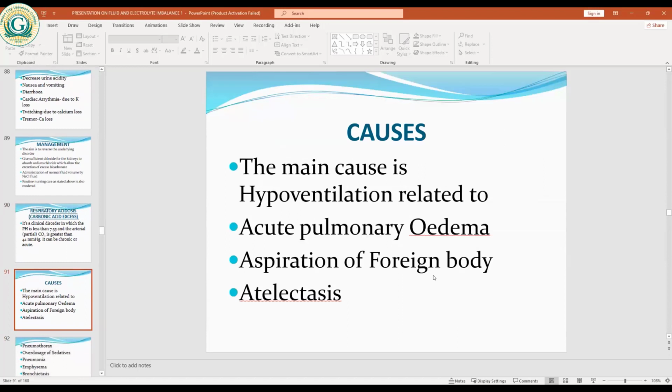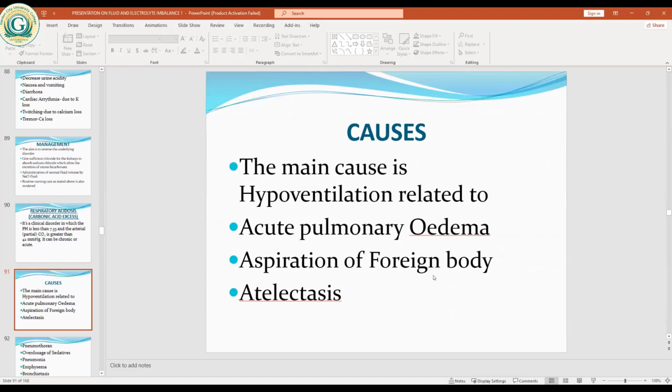Let's look at the causes of respiratory acidosis. The main cause is hypoventilation. Anytime you are experiencing hypoventilation, you are causing more carbon dioxide to be retained because of poor exchange of gases. So hypoventilation related to acute pulmonary edema, aspiration of foreign body, atelectasis.